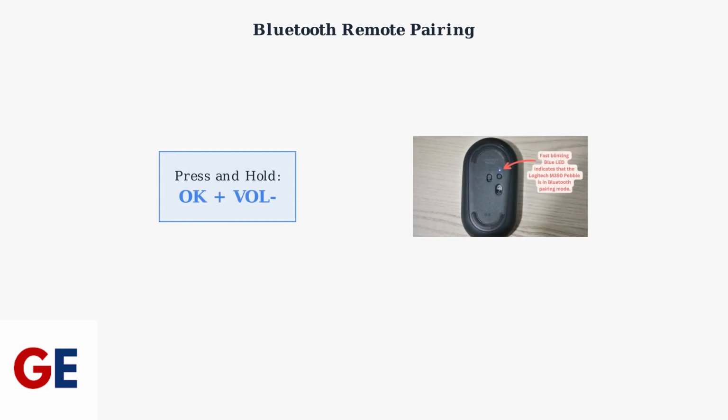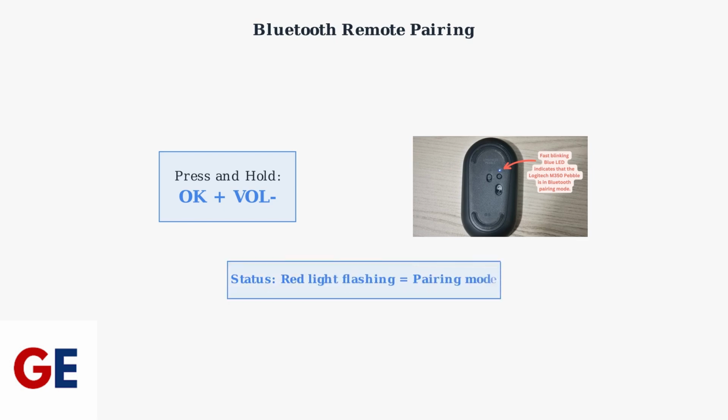Now for the crucial Bluetooth pairing step. Hold down both the OK button and the volume down button on your remote simultaneously. Continue holding these buttons until you see the red light on the remote begin to flash. This flashing red light indicates that the remote has entered pairing mode.